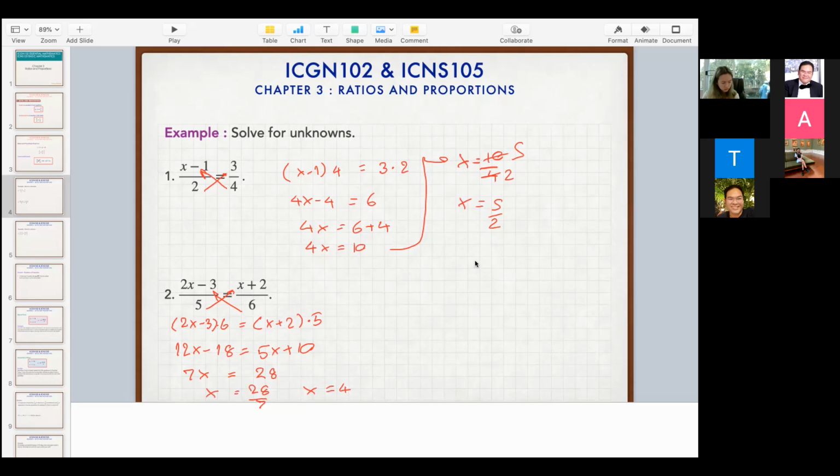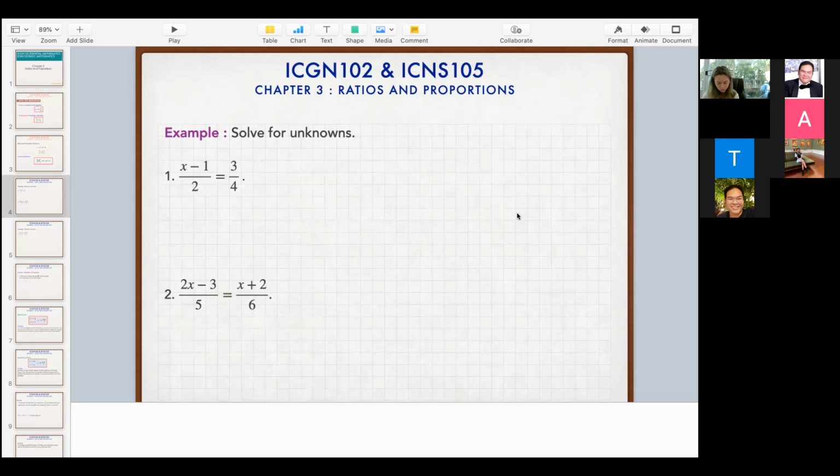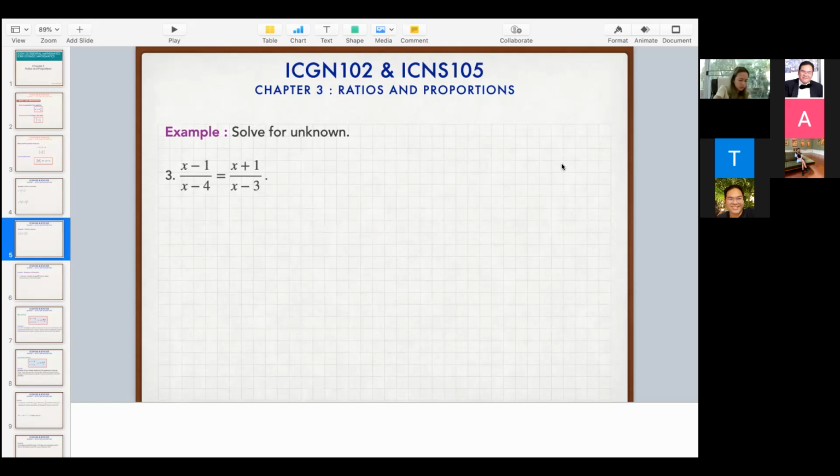In this one we talk about the next one. Okay, here I want you to solve this one. Solve for the unknown. Find x for me please. I give you 1 minute 30 seconds, 1.5 minutes please. So start doing it now, everyone. Okay, time's up. What is the value of x, everyone?